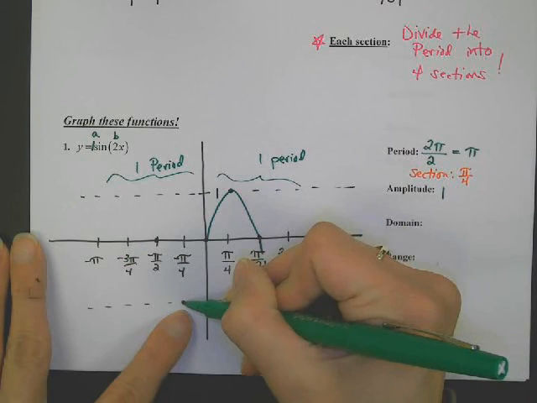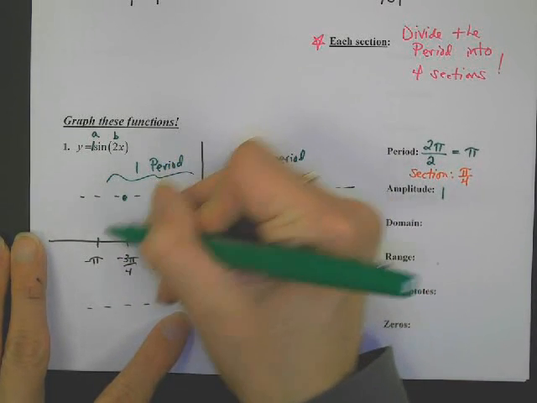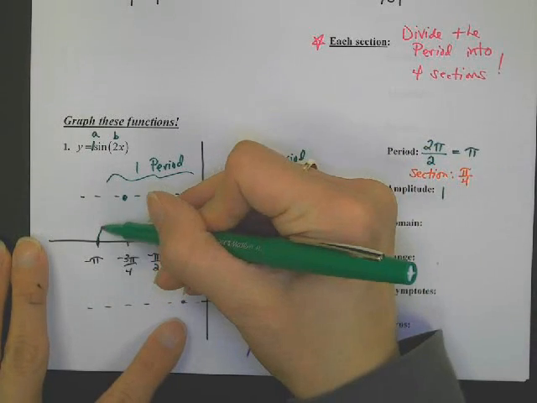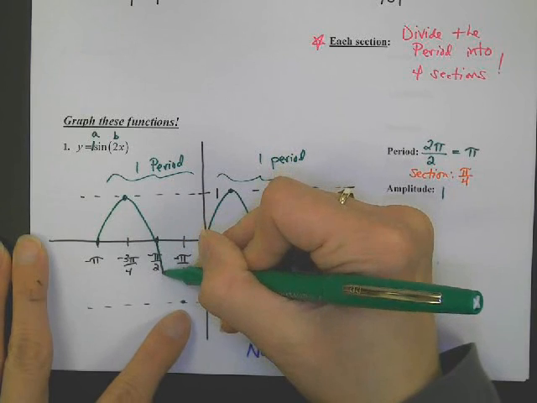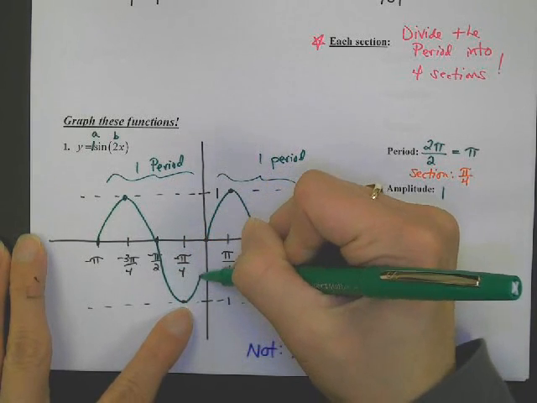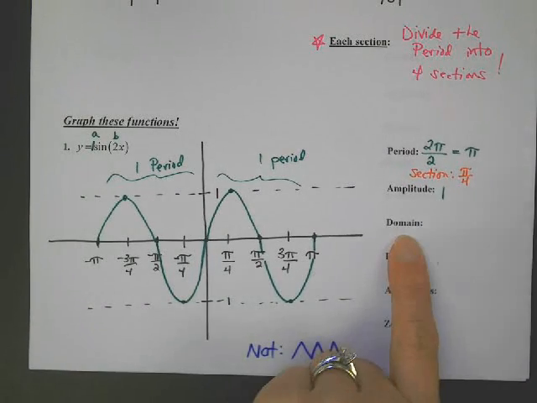The next special section is a minimum, then a 0, then a maximum, then a 0. So we've got curvy, curvy. Make sure you hit those points. The sine graph reaches as low as negative 1 and then comes back up to 0. That's 2 periods of sine graph. Let's answer some questions about it.